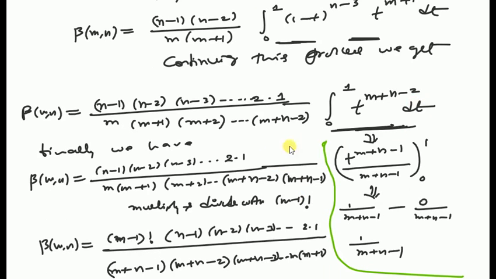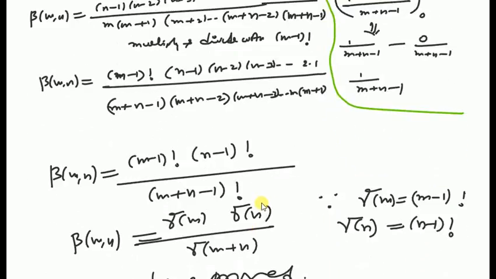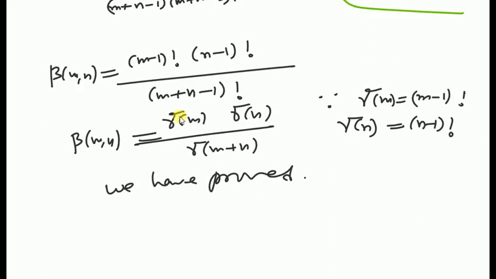And finally this integration, and then again after simplifying I'll get this (m minus 1) factorial (n minus 1) factorial by (m plus n minus 1) factorial, and finally we got this. Okay guys, I hope understood. You practice once. Okay, thank you.